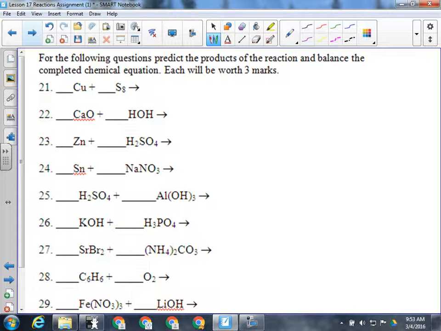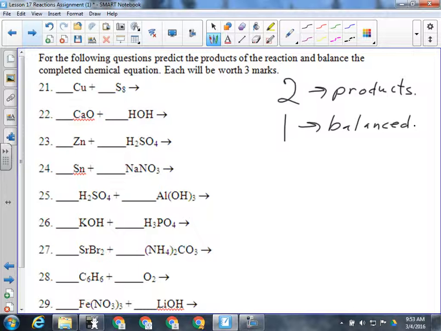What you are going to get marks for on this one: 2 marks for the products. Most of them are probably going to have two things on the product side. If it only has 1 thing on the product side, get it right. It's worth 2 marks. Products are always going to be worth 2 marks on this set of 10. Last mark, it's balanced correctly. Questions on the expectations there?